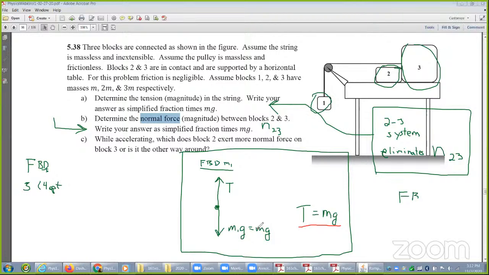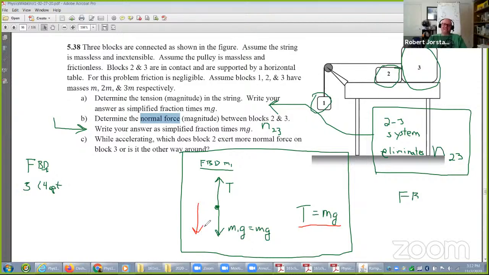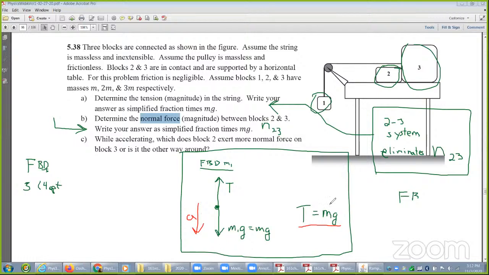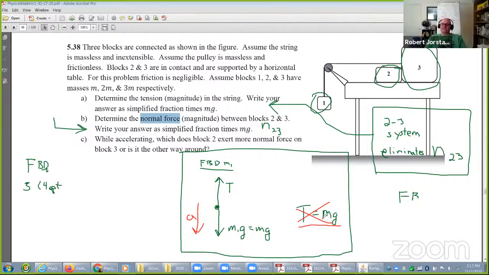Signs? Nope. Acceleration is not 0. There it is. Isn't this thing going to accelerate? Oh, shoot. Yeah, this is huge. The only time T equals mg is when acceleration is 0. Now, how do you know it's going to accelerate? If friction is negligible, there's no friction here. Isn't this thing definitely going to slide down? If there's no friction, it's going to slide.